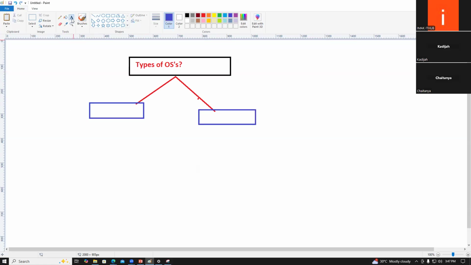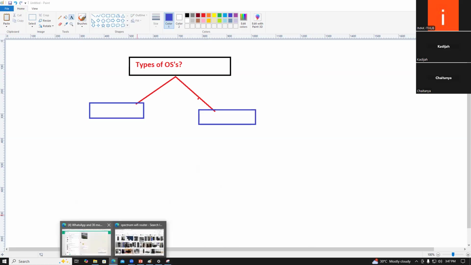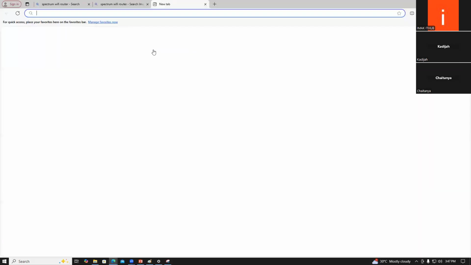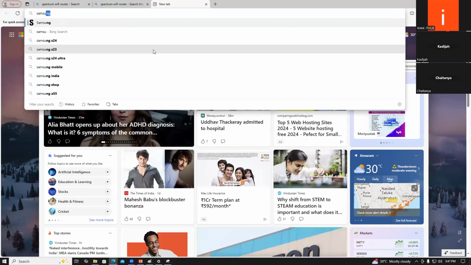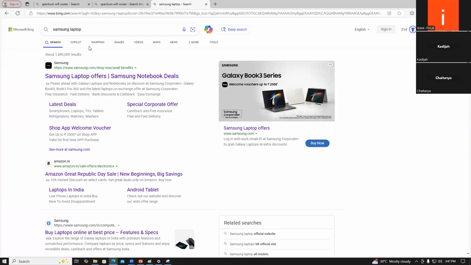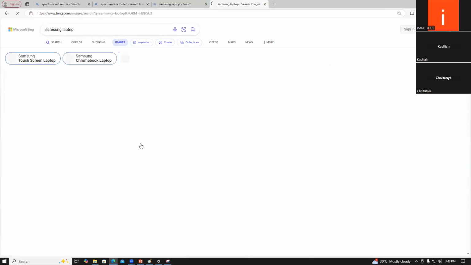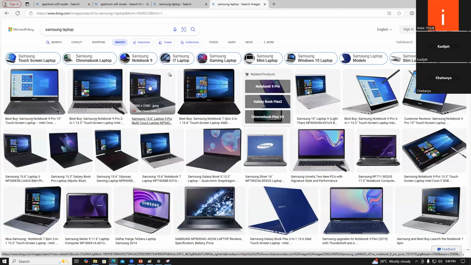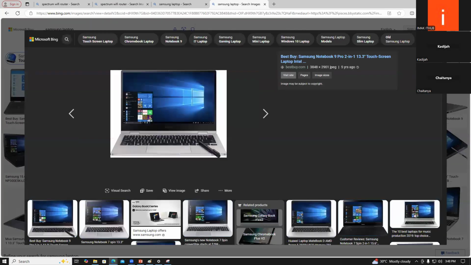Very good. So which laptop are you using? Samsung, right? So this is the one. For example, this is the laptop you're using.